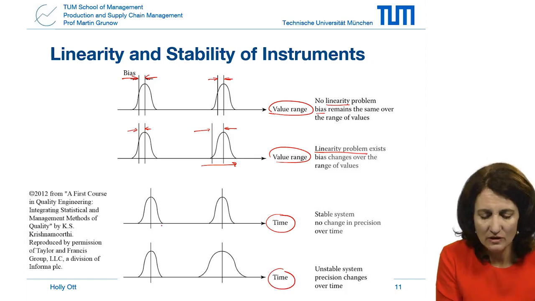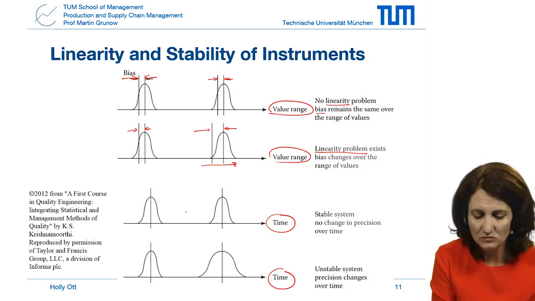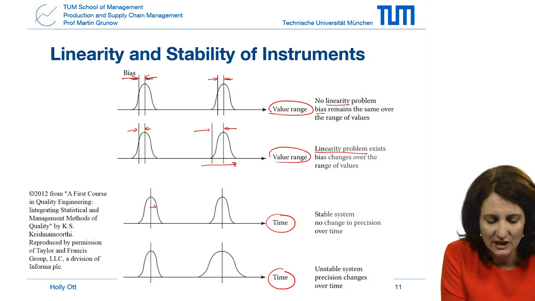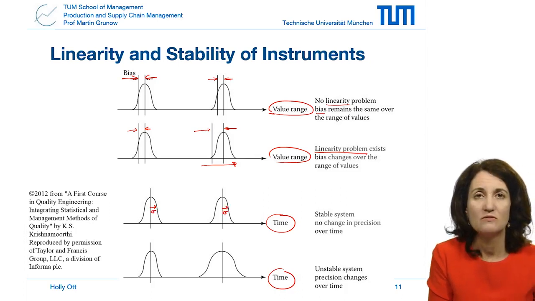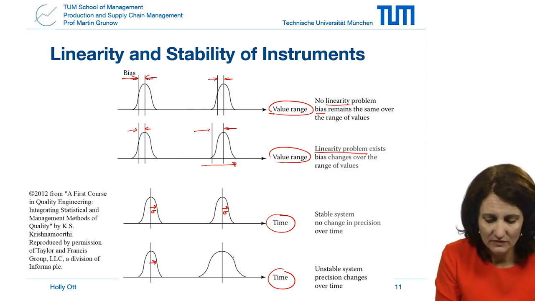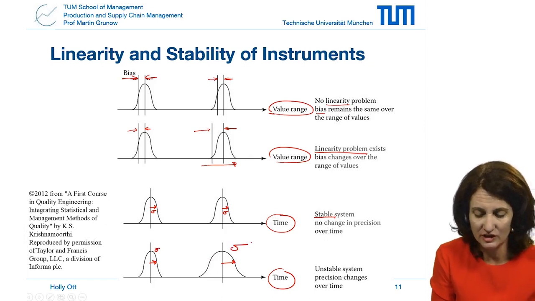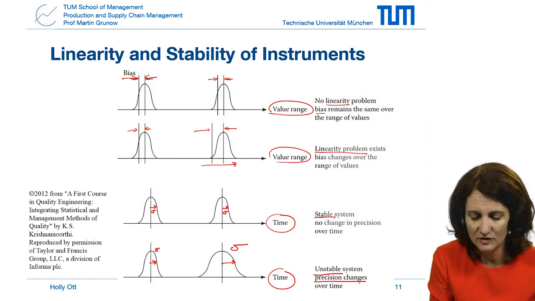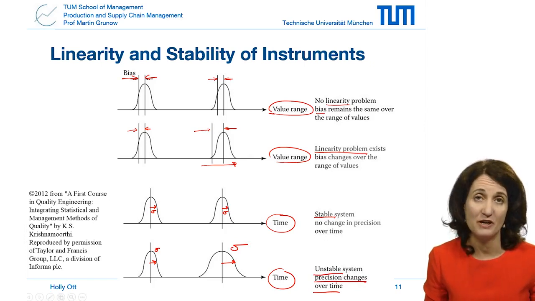As time goes on, you can see here, we have no change in precision over time. The variability of our data is approximately the same as we move on in time. This is a stable system, whereas in the bottom picture, we see first we have a small variation and then a large variation, so we have an unstable system. The precision changes over time.